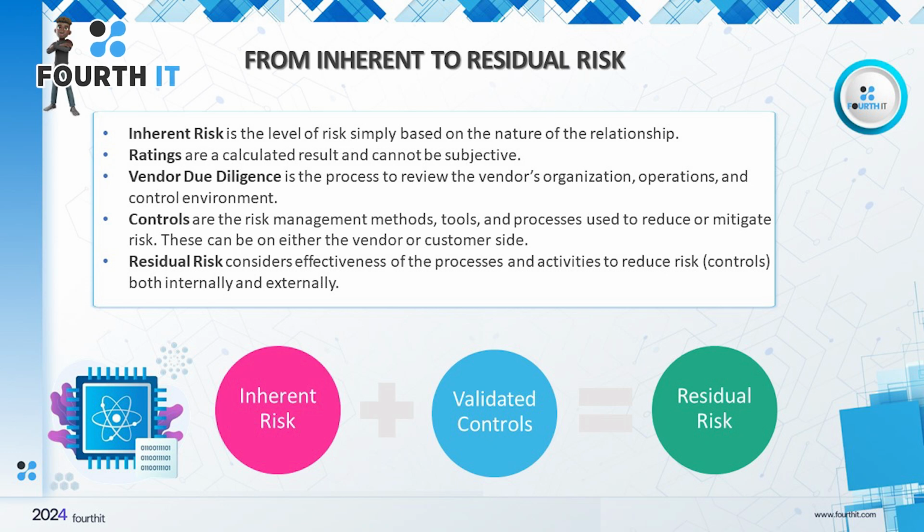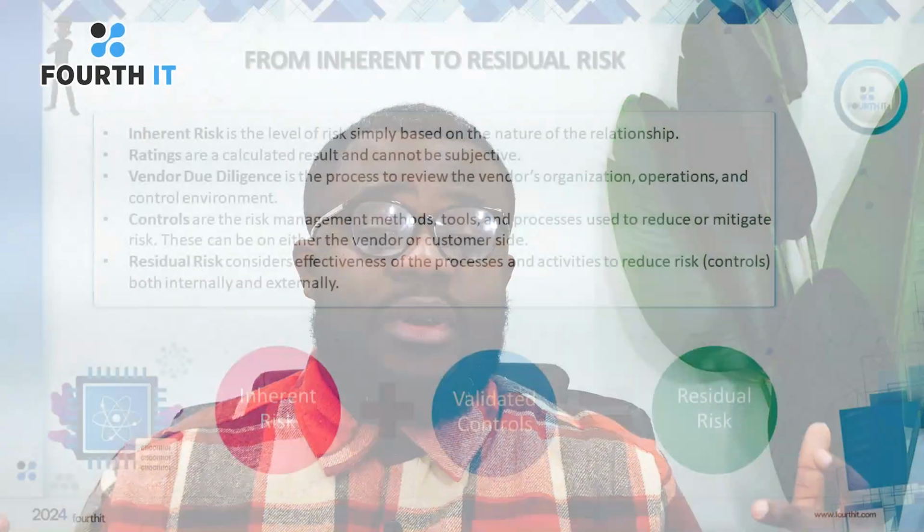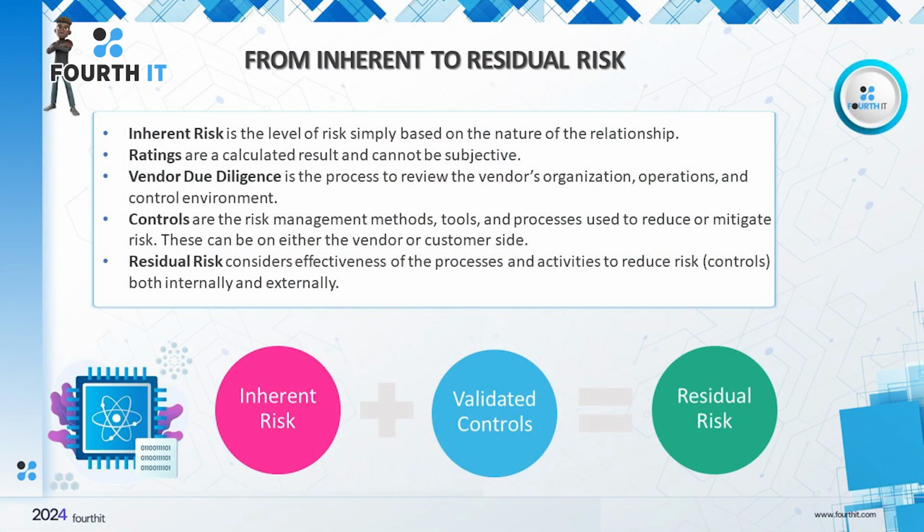Then we have what we call residual risk. Now, residual risk is a risk that is considered after we have had those conversations with the vendor. And so any risk remaining after we have put in controls is what we call residual risk. So we say that residual risk considers the effectiveness of the processes and activities to reduce risk controls, both internally and externally. And so now you understand what vendor risk is, you know what due diligence is, you know controls, and you know residual risk. Now let's get into some of the questions that are being asked.